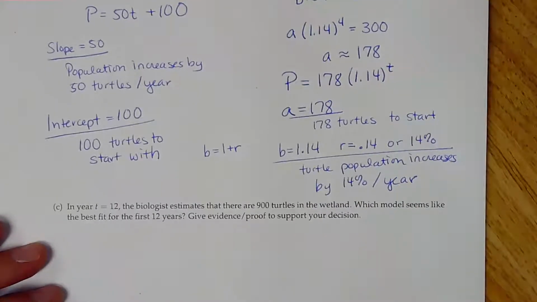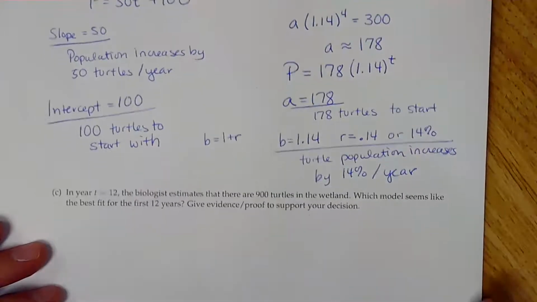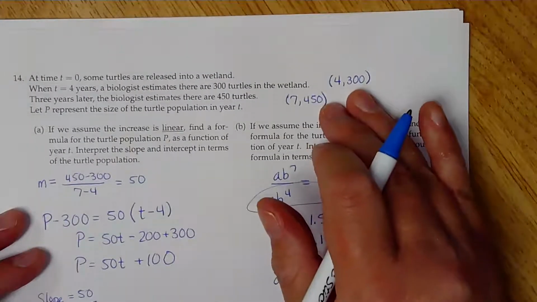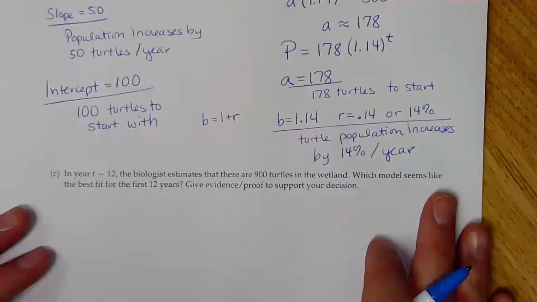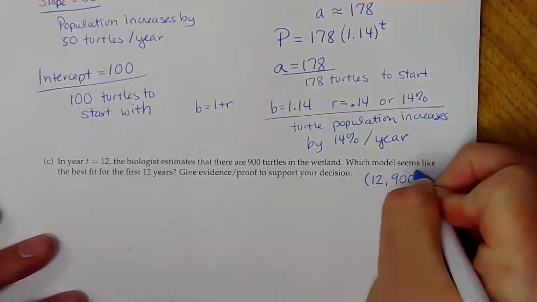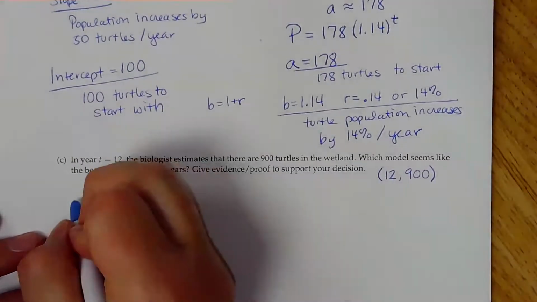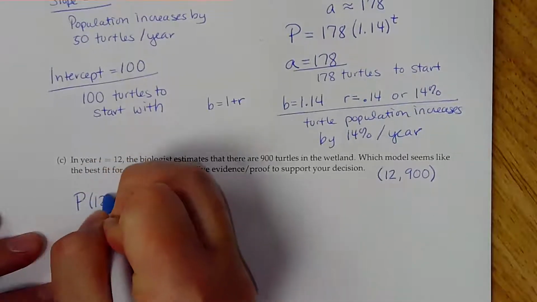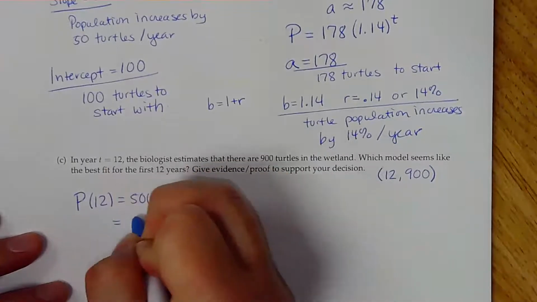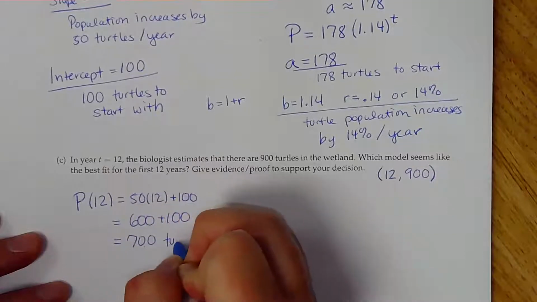So we have these 2 models, and we want to know which one seems like the better fit. So we know right now that both of these models will give us these 2 points. What we're hoping for is that one of these 2 will be close to giving us 12, 900. Right, so to determine that, we're going to plug 12 into both equations. I'll start with the linear one. P of 12 is equal to 50 times 12 plus 100. So it gives me 600 plus 100, or 700 turtles.